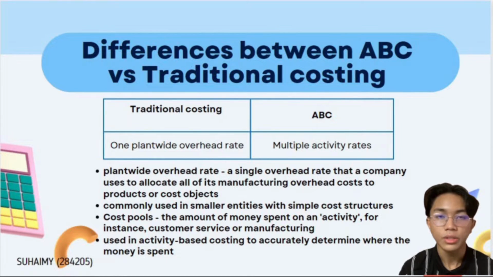Cost pools are used in activity-based costing to accurately determine where the money is spent rather than splitting the overhead costs equally over all departments. With activity-based costing, we will put overhead costs and other items into the cost pools and then calculate an activity rate for each of these pools. Basically, traditional costing is just going to have one plant-wide overhead rate that is used to allocate overhead, rather than activity-based costing, which requires multiple activity rates.